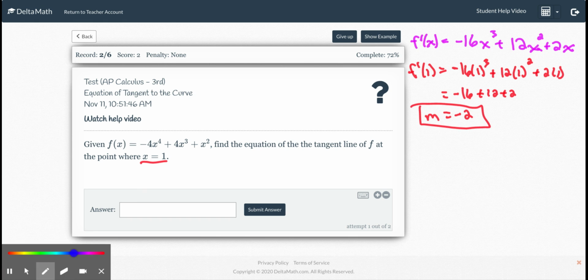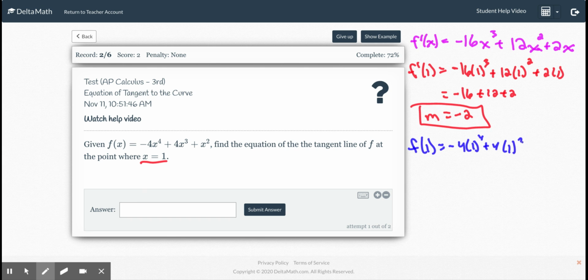The other piece of information that we need is a y coordinate. So we do just regular f of 1. Plug it into our original function. Negative 4 times 1 to the 4th plus 4 times 1 cubed plus 1 squared. That's going to give us negative 4 plus 4 plus 1. So that's just going to be 1. So y is 1.